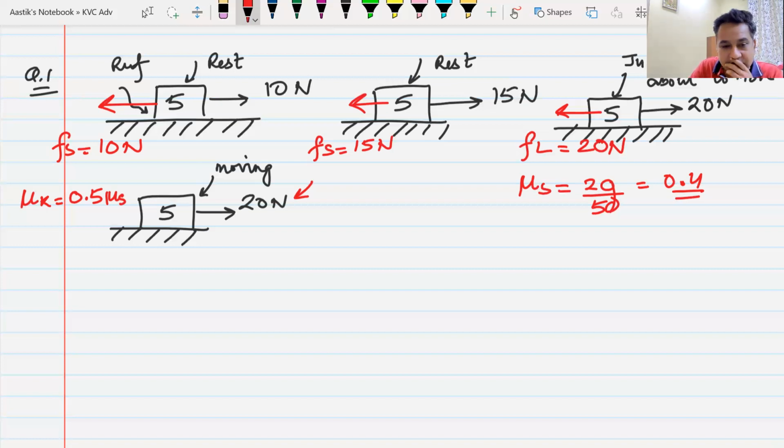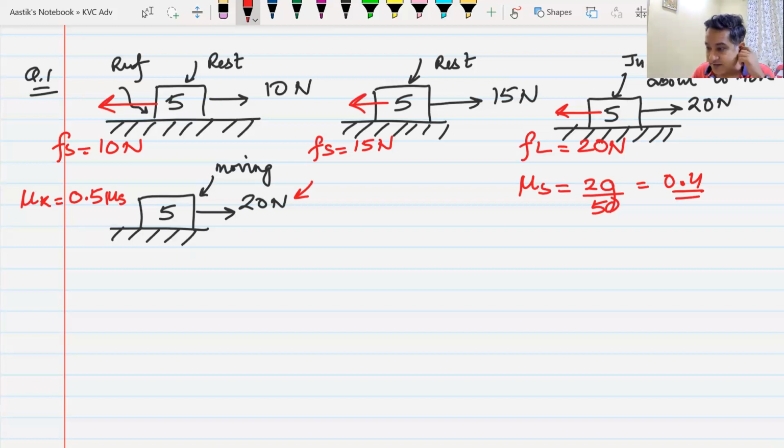I'm awaiting your answers, dear. Two meters per second square, sir. If you understand this, that means you have understood the concept of static, kinetic, and limiting friction. That would be a good beginning, I must say. Probably a good end, because that finishes the chapter on static friction as well.